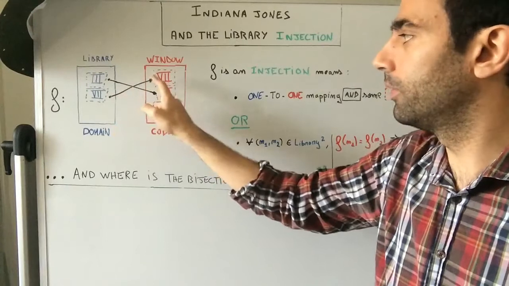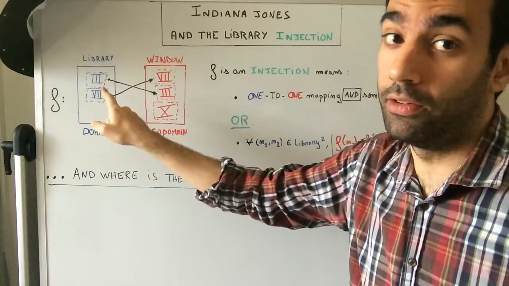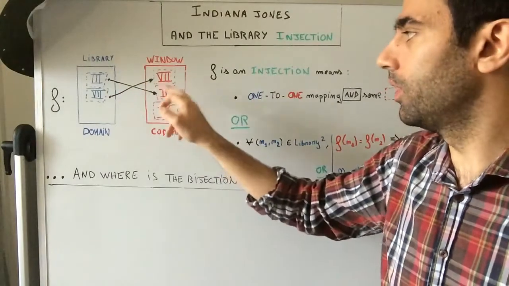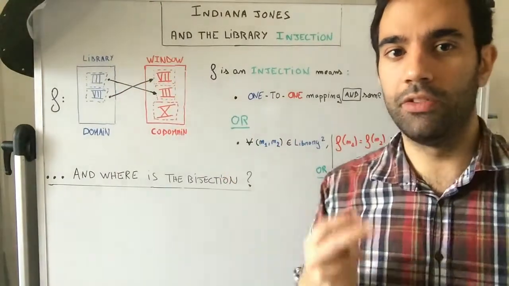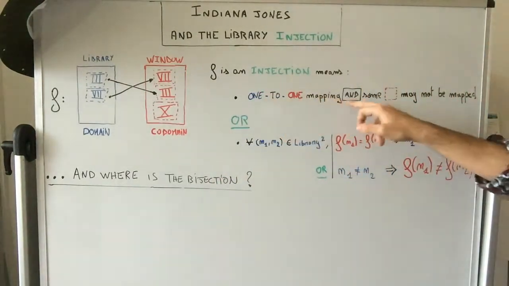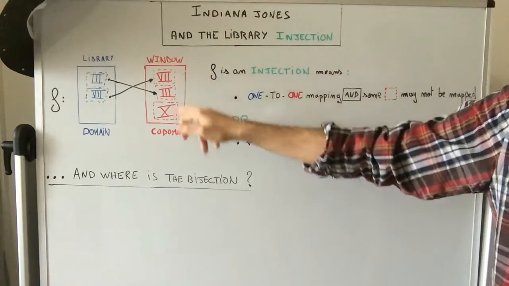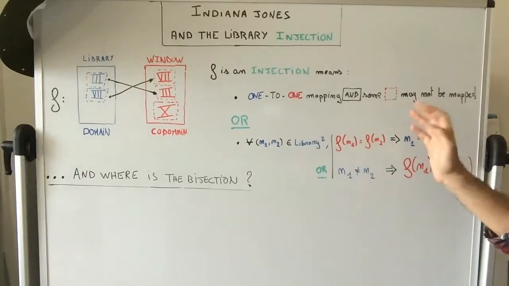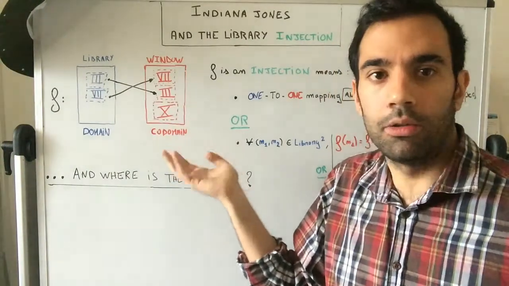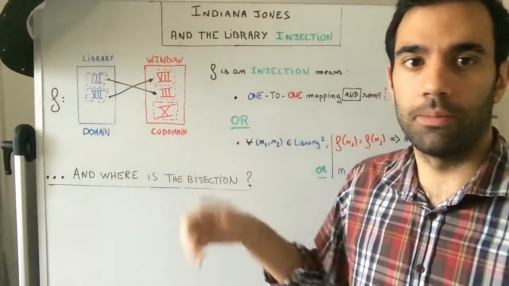And the 7 there is mapped to the 7 there. So that 7 is mapped to only one guy in the domain. So you have a 1-to-1 relationship. Nobody is linked twice. 1-to-1 mapping, and some elements from the window, from the codomain, may not be mapped. For example, this guy, the 10, right now is alone, not mapped to an element from the domain, and that's fine, still an injection.